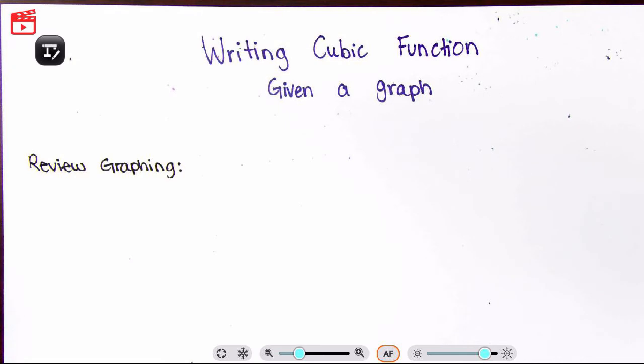In this video we're going to be writing the cubic function given a graph. So we're going to kind of work backwards. Instead of graphing, we're going to take the given graph and give them an equation, or write a function.